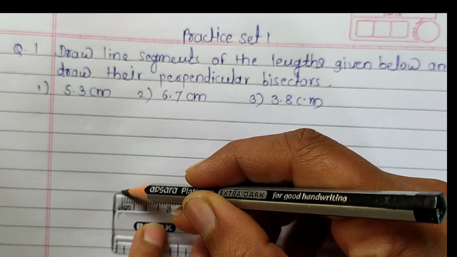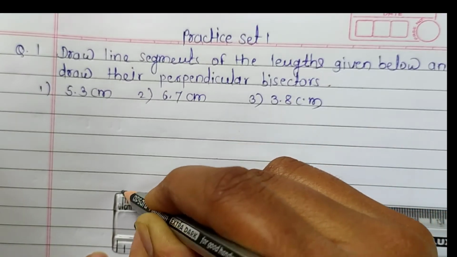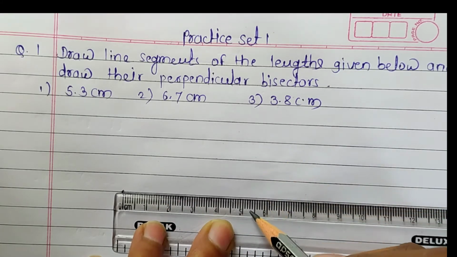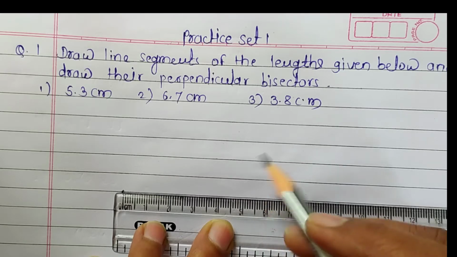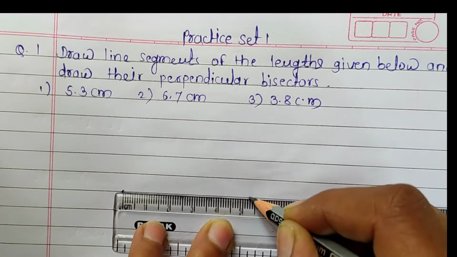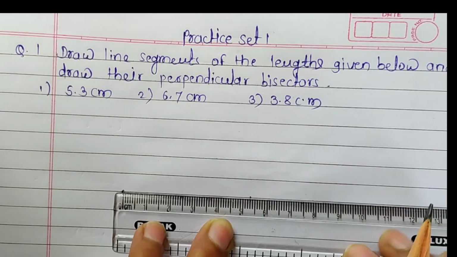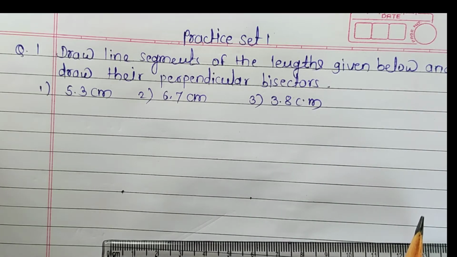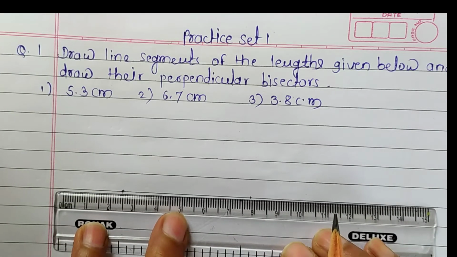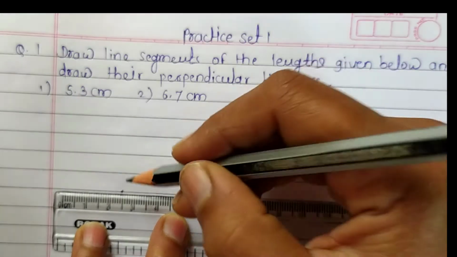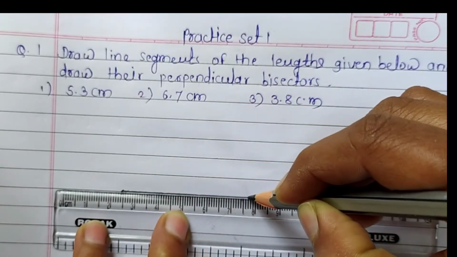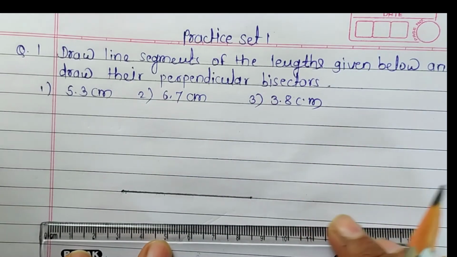Now let's take a point here at 0. Start from 0, 1, 2, 3, 4, 5 and count these 3 lines after 5. 1, 2 and 3. Here we have the measure 5.3. Take 2 points like this and join these 2 points. This distance is 5.3 and these points are called endpoints of the line segment. We learned it in last standard.